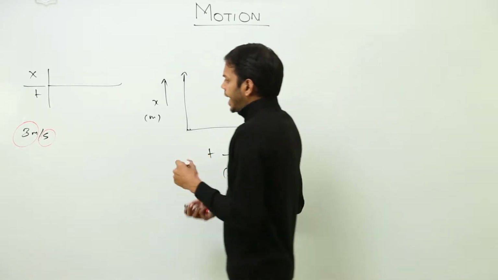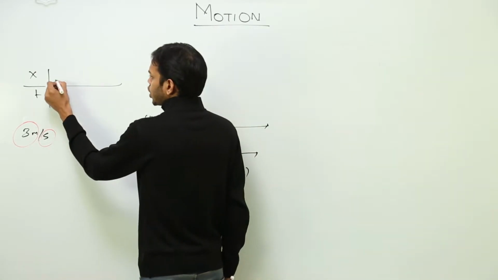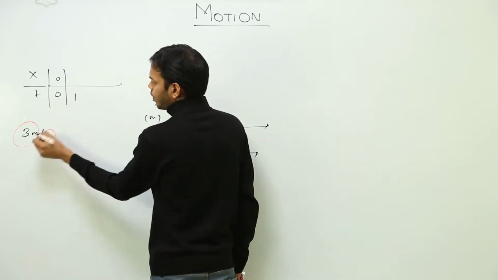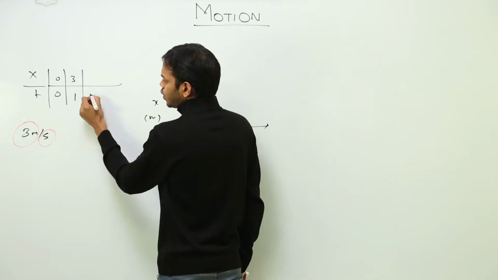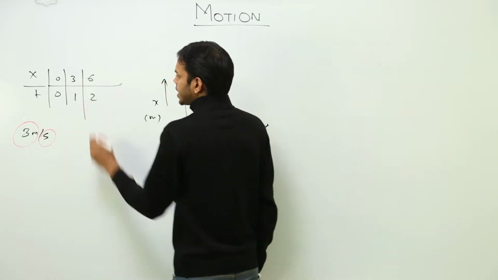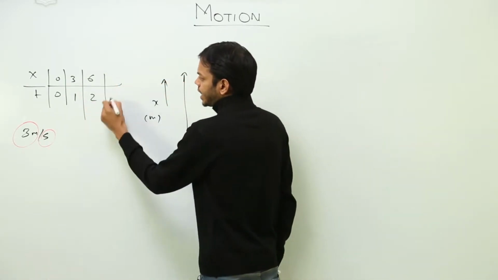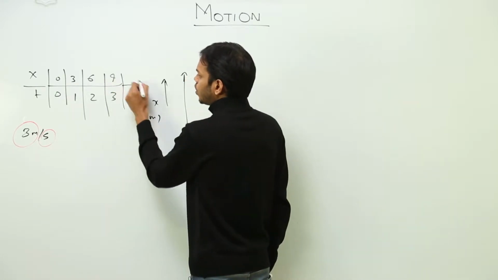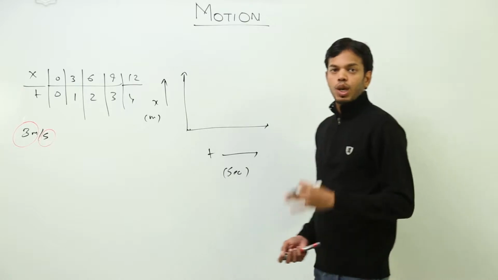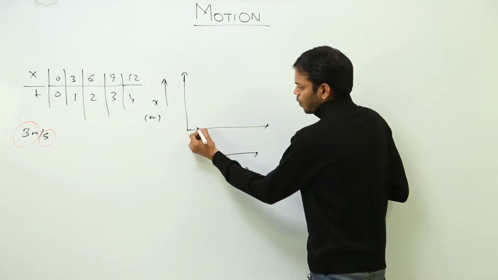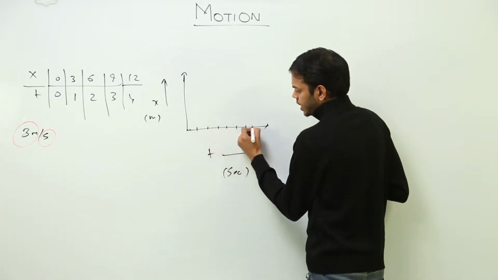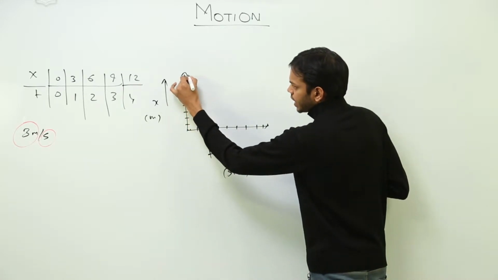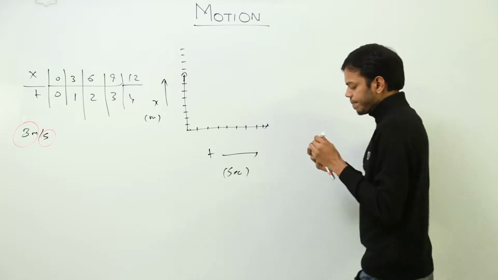So at t equal to 0, the object was at 0. Then at 1 second it covered 3 meters. In 2 seconds it covered 3 more, that means distance covered is 6. In 3 seconds it covered 3 more meters, that means 9, then 12. So if I plot this up, 1, 2, 3, 4, 5, 6, 7, 8 on one axis, and 1, 2, 3, 4, 5, 6, 7, 8, 9, 10, 11, 12 on the other, okay?